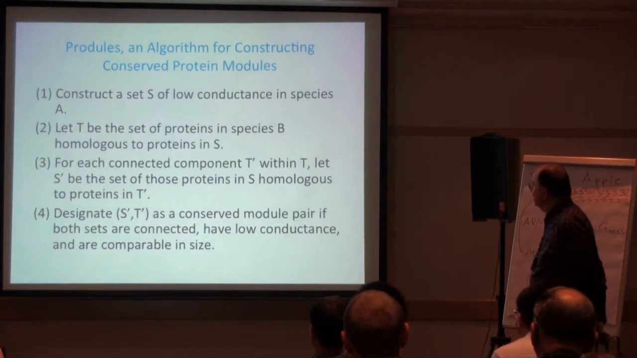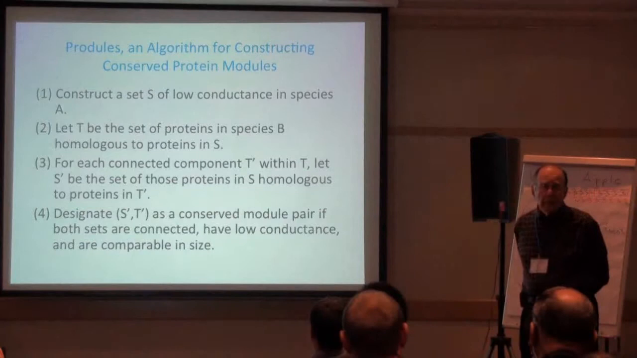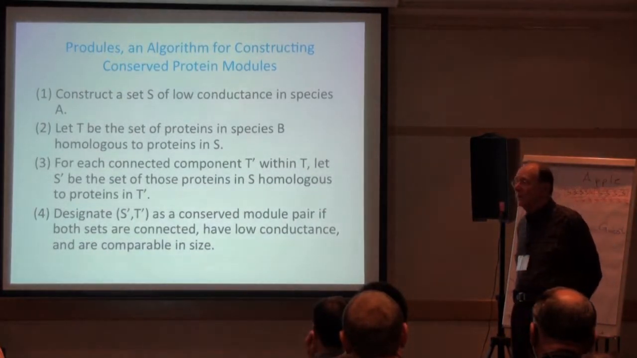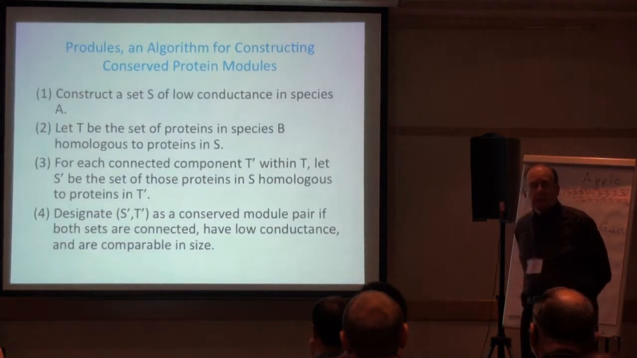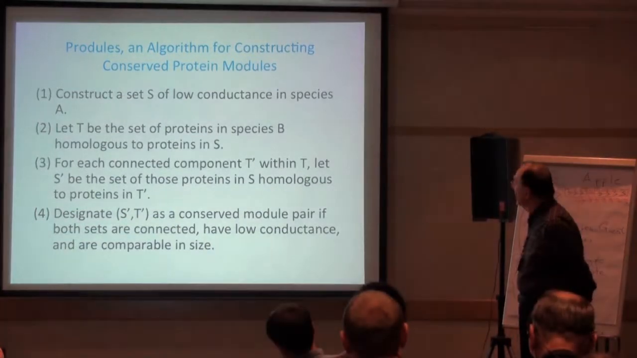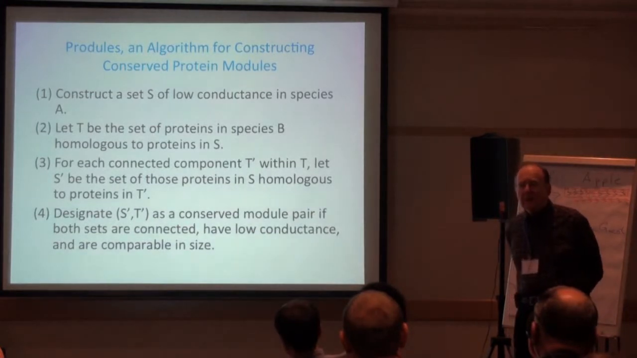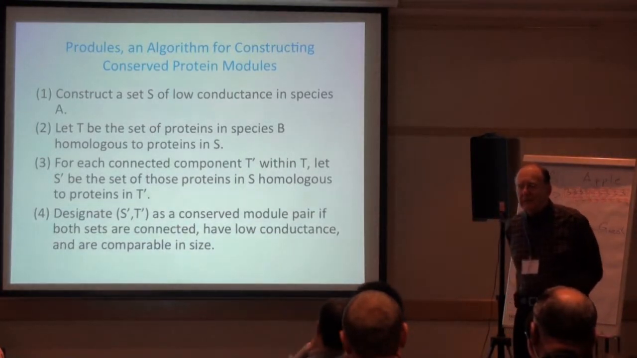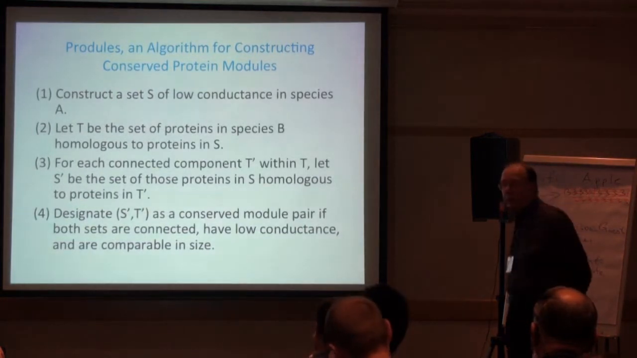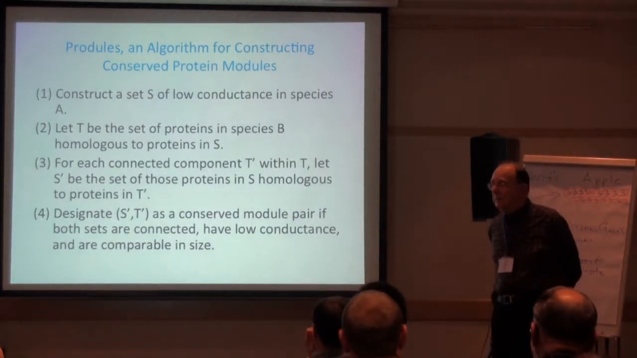Now, this technique is weak in a certain sense because when we map over from the low conductance set S to the second species, we may get huge components. And we would like to prune those components down to sets of smaller size. In the Produles program, we use some fairly simple-minded hacks to do that. So what I want to describe next is a more refined way of mapping over from one species to another. Any questions about the general approach so far?